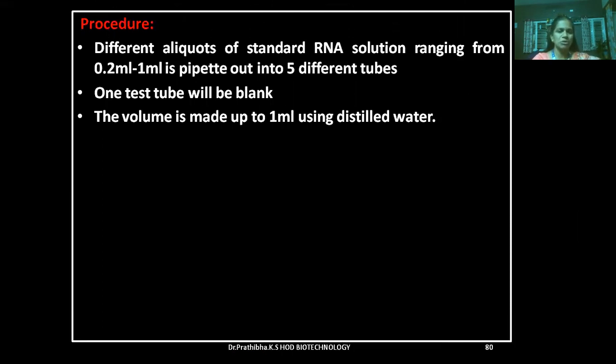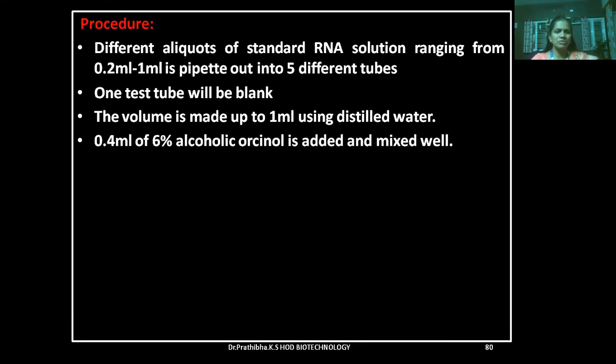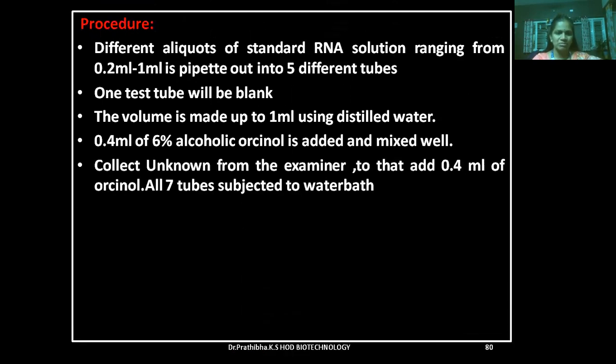For example, 0.2 ml of the RNA sample means you need to add 0.8 ml of distilled water. To that, 0.4 ml of 6% alcoholic orcinol is added and mixed well for the further reaction. Always mix the content properly, by using a cyclomixer or by tapping your test tube against your hand. You can mix thoroughly. Then collect the unknown from the examiner. To that also add 0.4 ml of orcinol.